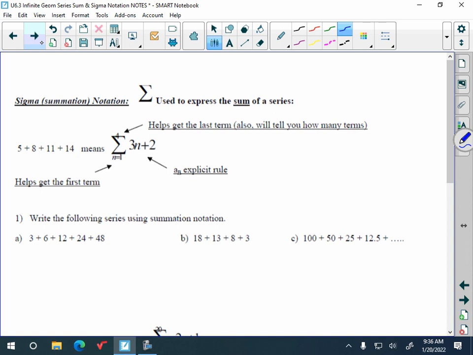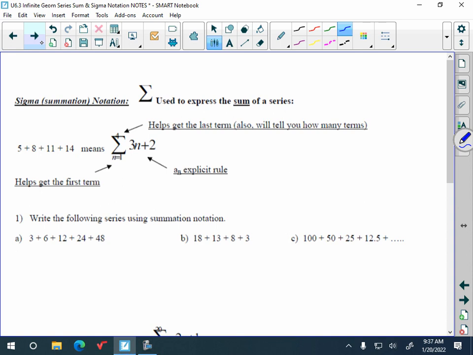All right. And then the top number is going to tell us where to stop, which term number to stop at. So in this case, there's 4 numbers. Okay, so we're stopping at the fourth term. And then there's the AN rule, the explicit rule that's off to the side. It's going to be either arithmetic or it's going to be geometric. Right? That's our AN rule that's off to the side. So those are your 3 parts.